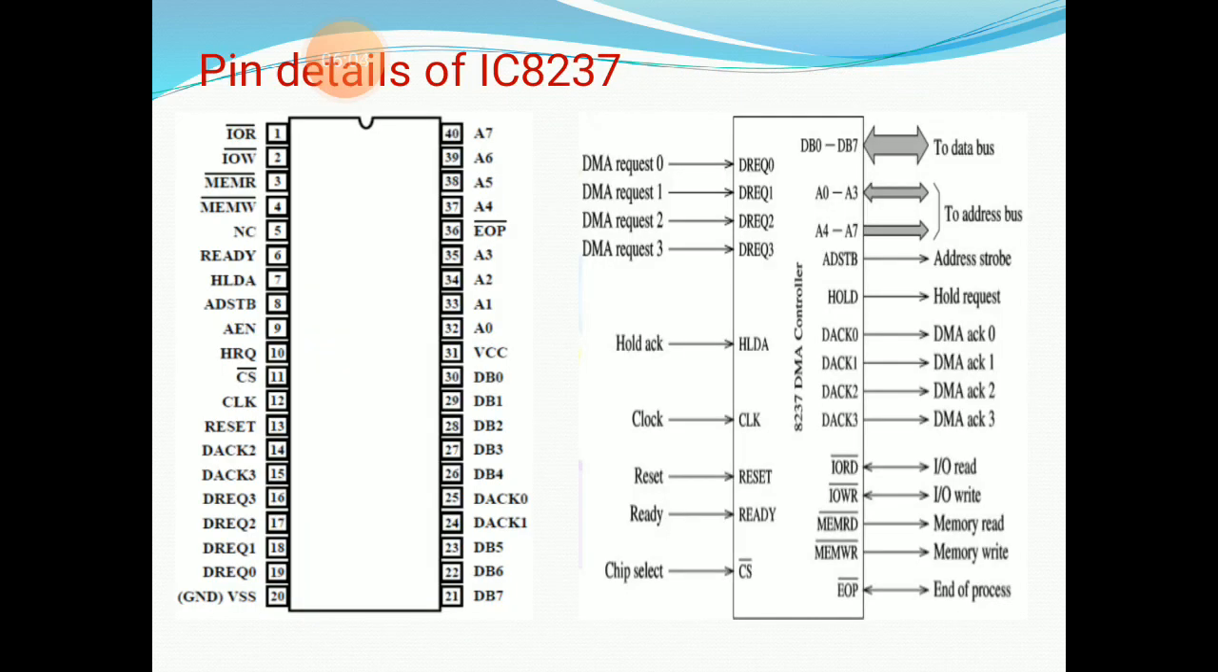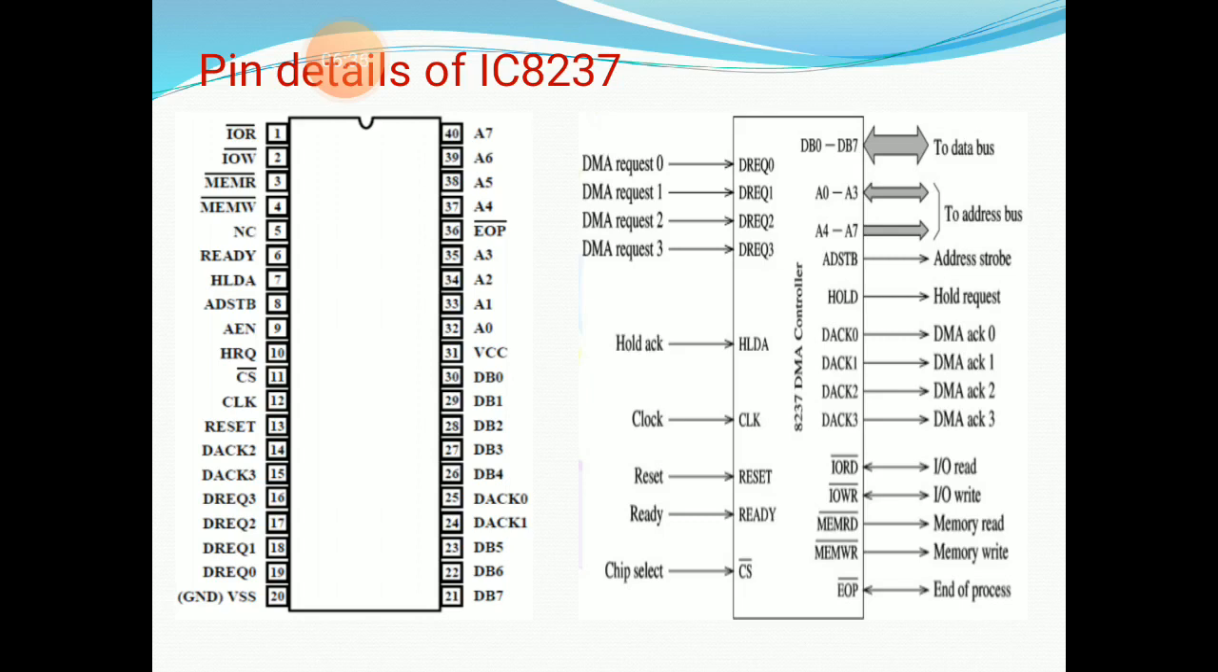Now the pin diagram. It is a 40-pin IC. The 40 pins belong to 40 signals. These 40 signals may be 8 data lines, 4 DMA request signals, 4 acknowledge signals, and control signals like IO read, IO write, memory read, memory write, and hold request, hold acknowledge signals, power supply signals, like that. And the direction of signals is represented in the schematic diagram of IC 8237.